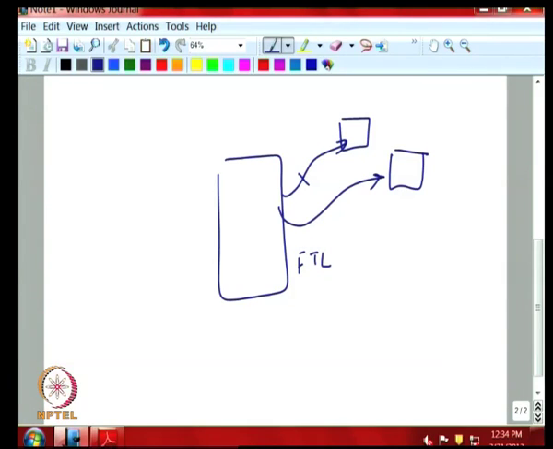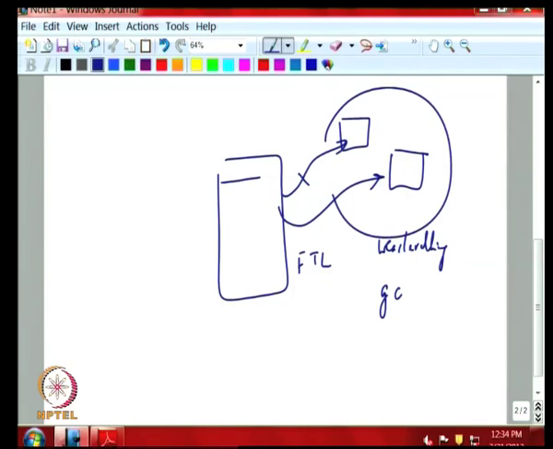Now, this FTL, in addition to doing this, also does things like what is called wear leveling and also what is called garbage collection. Both these things are done. So, what is wear leveling? It tries to ensure that if this is the device, all of the blocks are erased an equal number of times, if possible. So, at any point in time, the number of times erases happened here or here or here should be approximately the same. That is wear leveling.